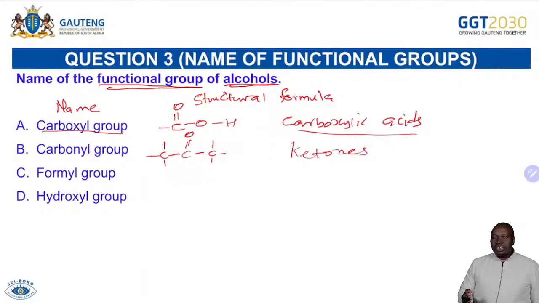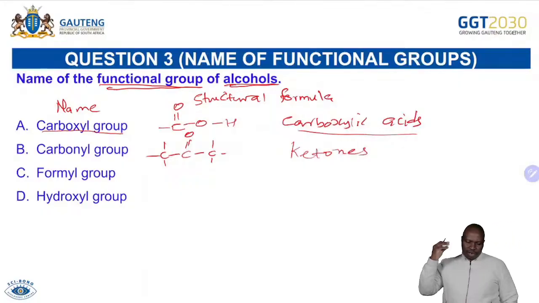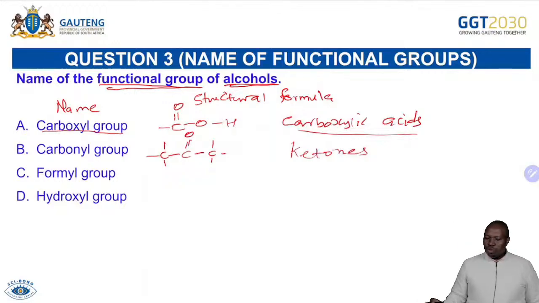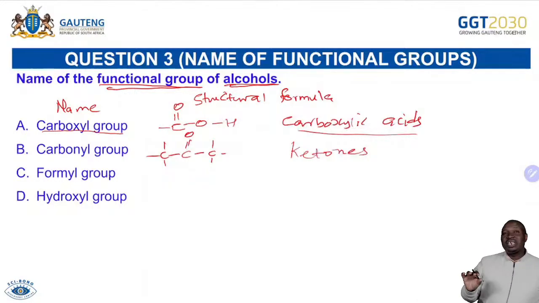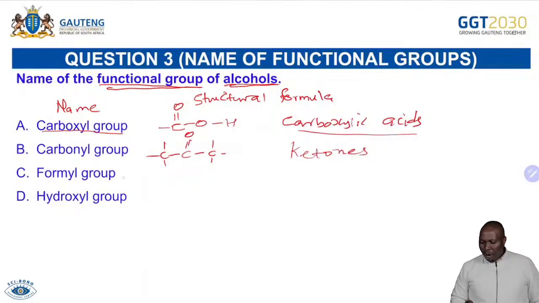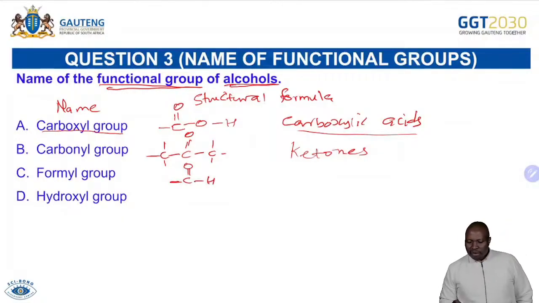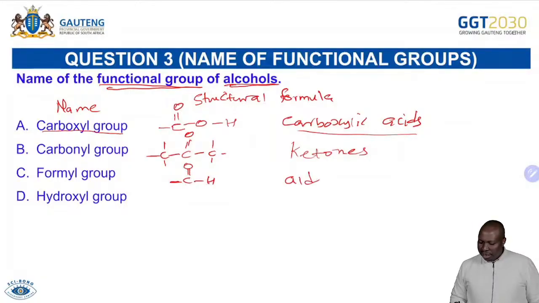What is the name of the functional group for ketones? It is the carbonyl group. So you know how to draw it, you even know how to name it, because these 4 functional groups have names. Now the formyl group is a C double bond O followed by hydrogen. Where do we get this one? We get it from aldehydes. So the name of the functional group for aldehydes is the formyl group.